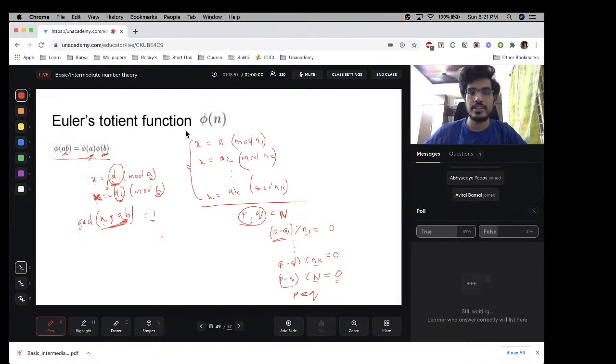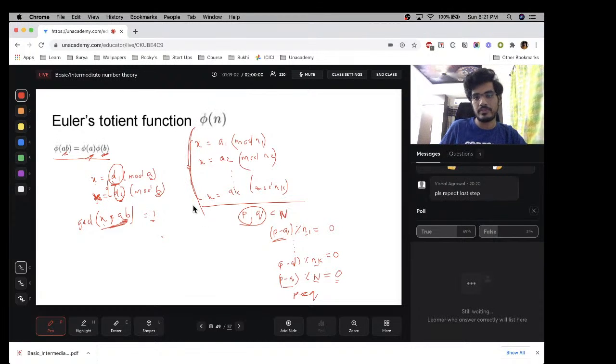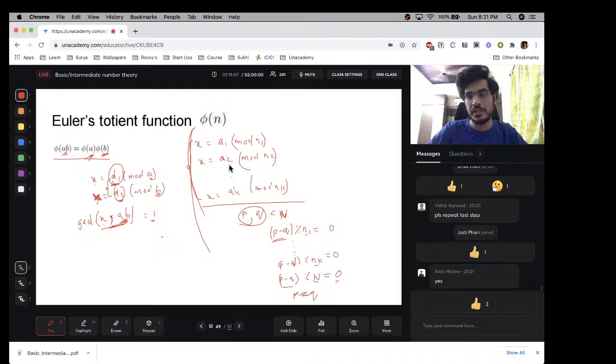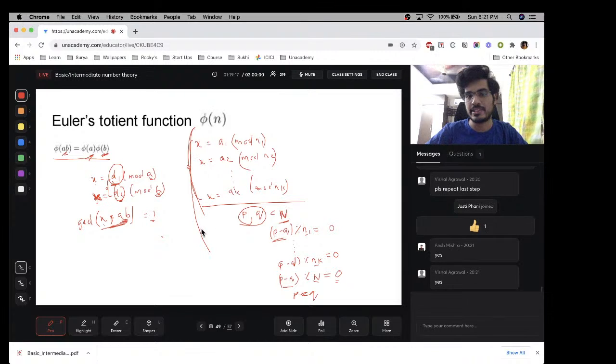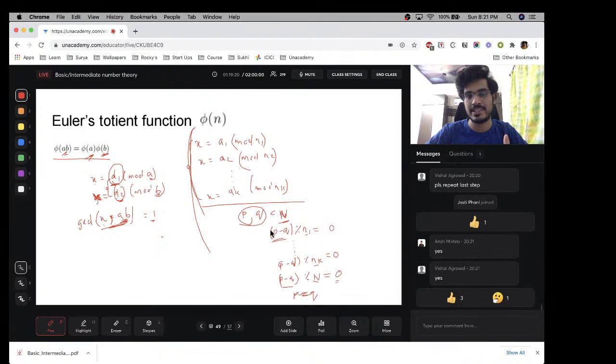Okay. Is this part clear that if given a1, a2, a3, so on up to ak, there exists only one such x less than capital N which satisfies these equations? K equations are satisfied by only one x less than n. Okay. Now, let us say there is an x less than ab, a into b, whose GCD is equal to 1.